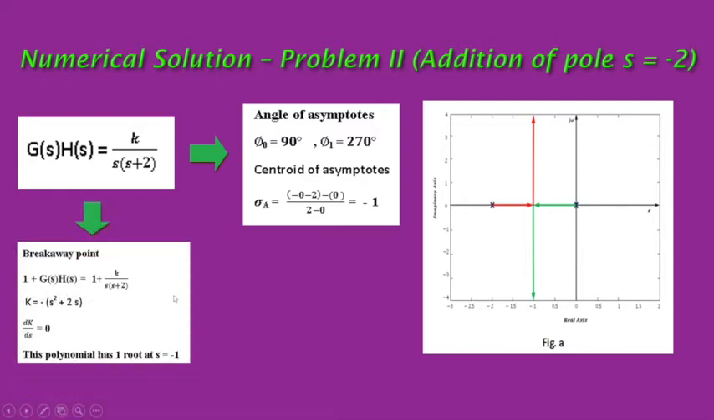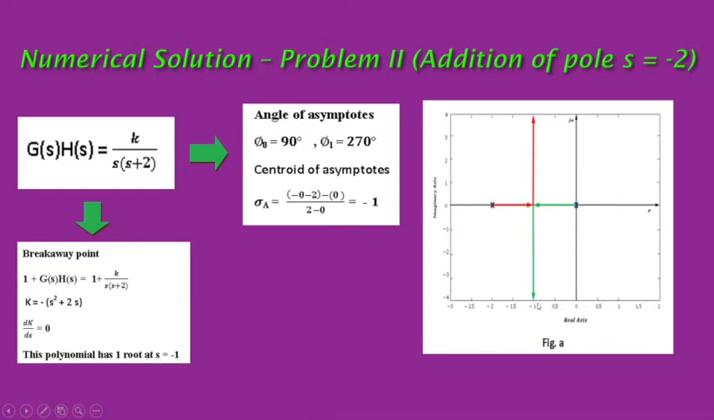Then find the break-even point. We know that using the characteristic equation, 1 plus GSHS equal to 0. So 1 plus GSHS, so K by S into S plus 2. From this equation, calculate K equal to minus S square plus 2S. Taking differentiation with respect to S, dk by ds equal to 0, then we get S plus 1 equal to 0. So from this equation, the root is S equal to minus 1.